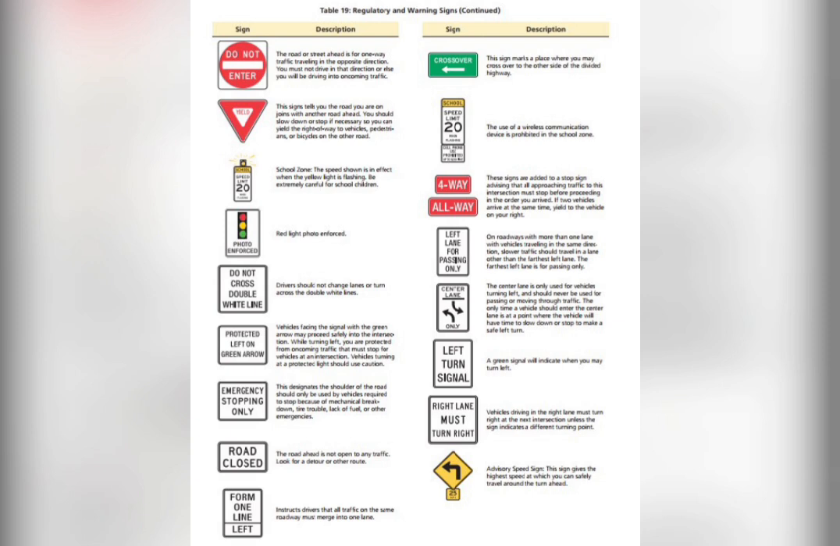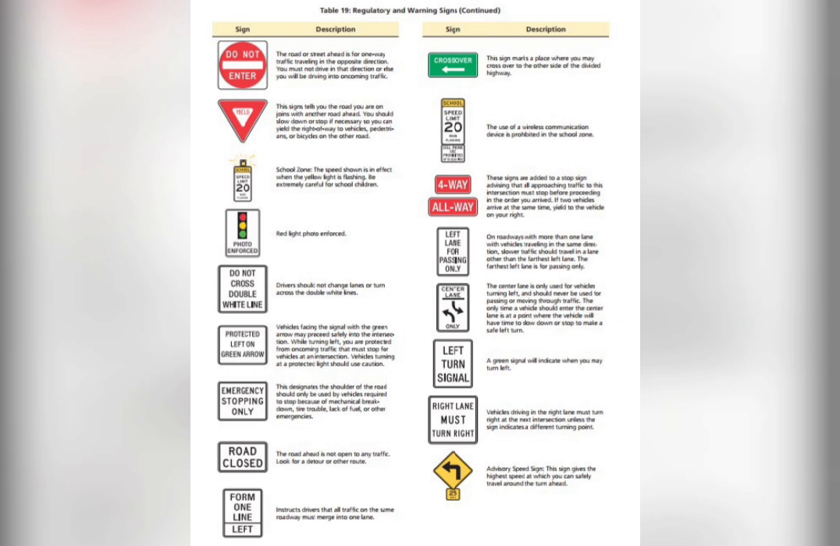School zone. The speed shown is in effect when the yellow light is flashing. Be extremely careful for school children. Red light photo enforced. Drivers should not change lanes or turn across the double white lines. Vehicles facing the signal with a green arrow may proceed safely into the intersection. While turning left, you are protected from oncoming traffic that must stop for vehicles at an intersection.